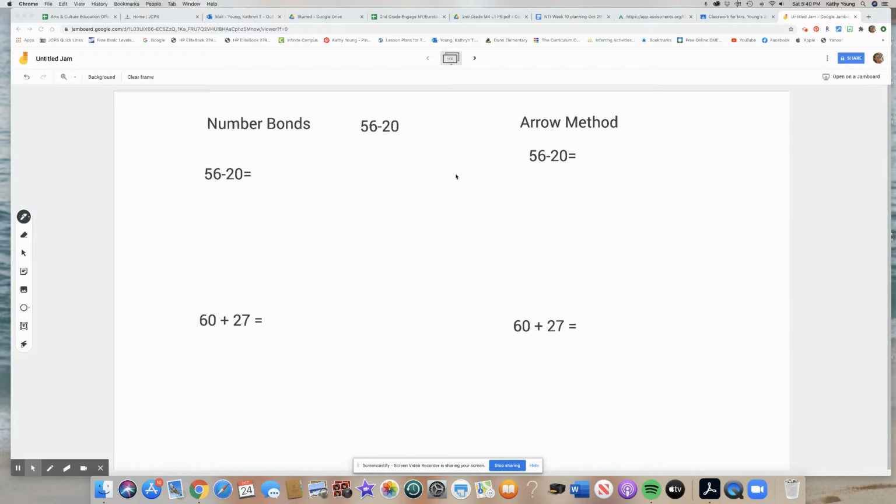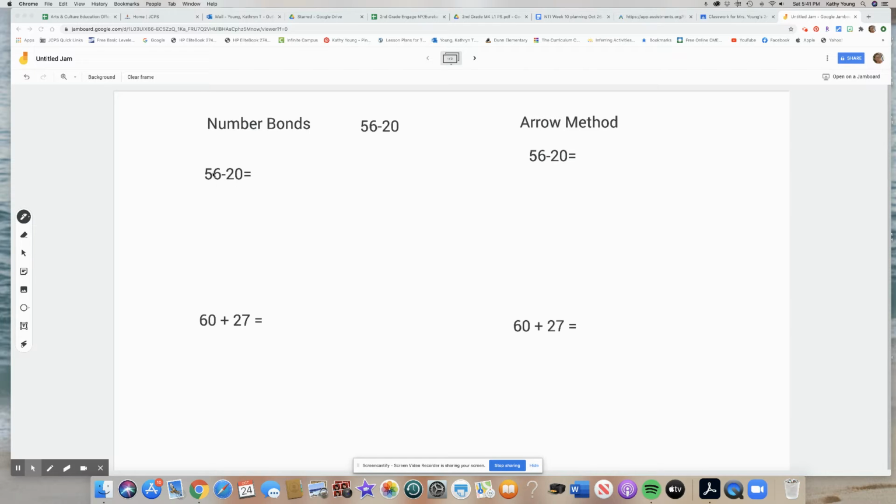So we're going to start out with a subtraction problem, 56 minus 20, and I'm going to show you what both of those methods look like. And that's the thing that I love the most about math, is that everybody doesn't have to do it the same way. You can find the way that works for you, and it's awesome because it doesn't have to work for somebody else. So just pick that way that works best for you.